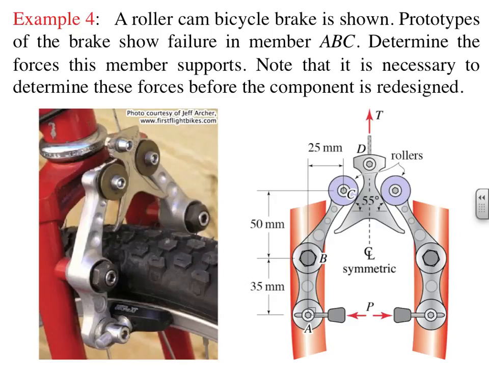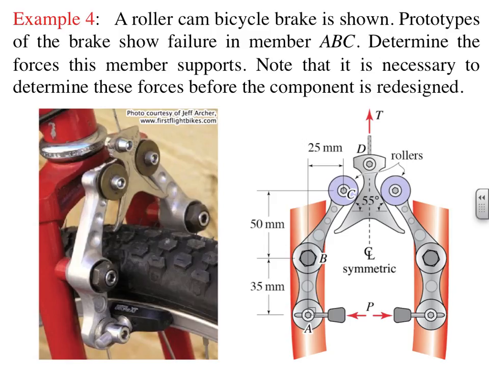We now proceed to example 4 involving a roller cam bicycle brake. A common challenge in engineering is designing a component to withstand repeated or extreme loading. Here we have a prototype of a roller cam bicycle brake that is exhibiting failure in member ABC as well as its mirror element on the other side.